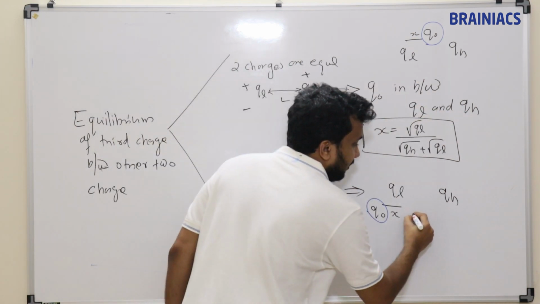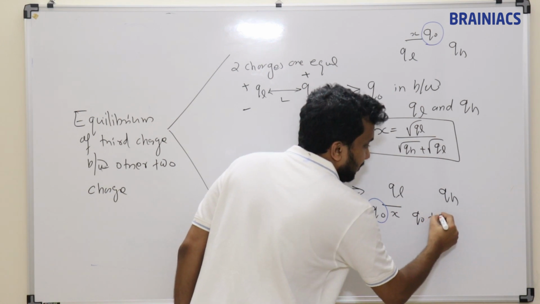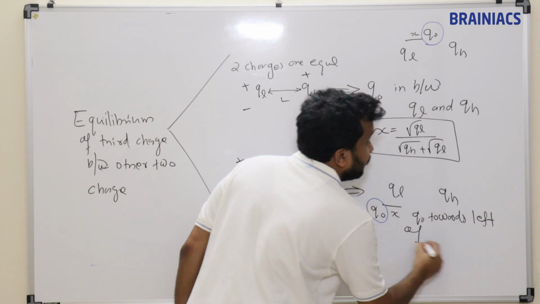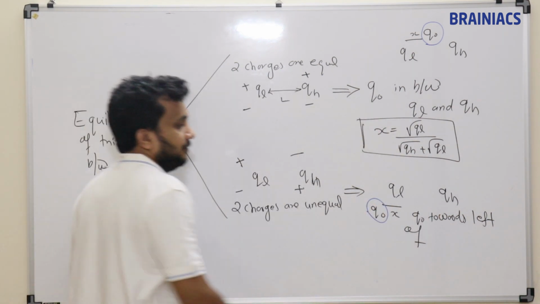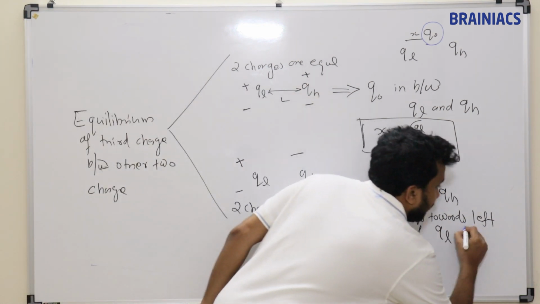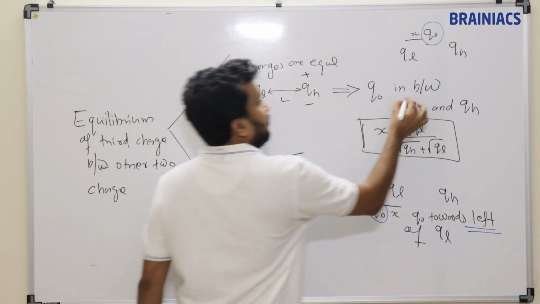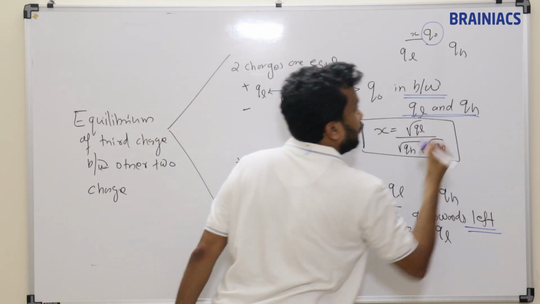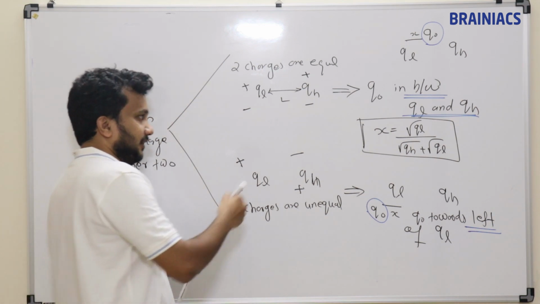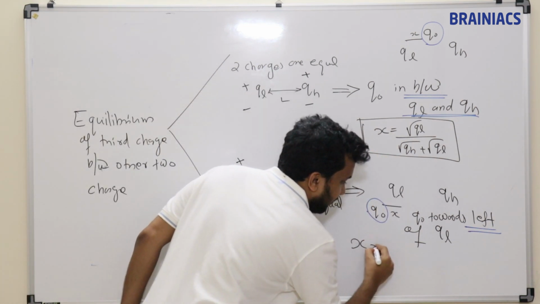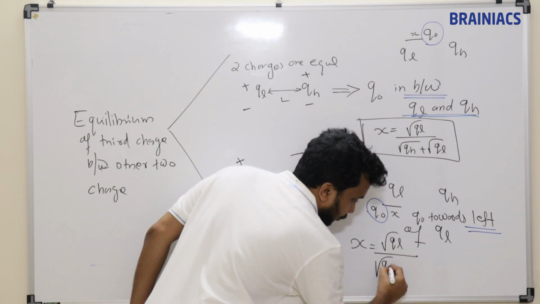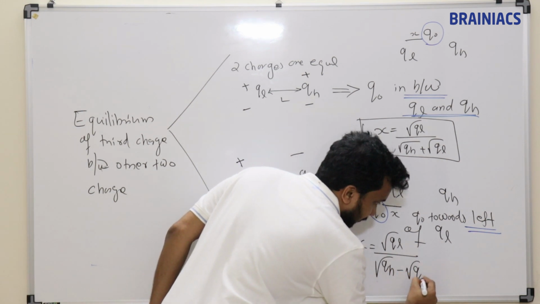So what we can write here is Q0 towards the left of QL, always Q0 towards the left. This word is important, left. Here, this word is important, in between QL and QH. If both are opposite, then left. Now similar to this, what is the X formula here? Root of QL whole divided by root of QH minus root of QL.